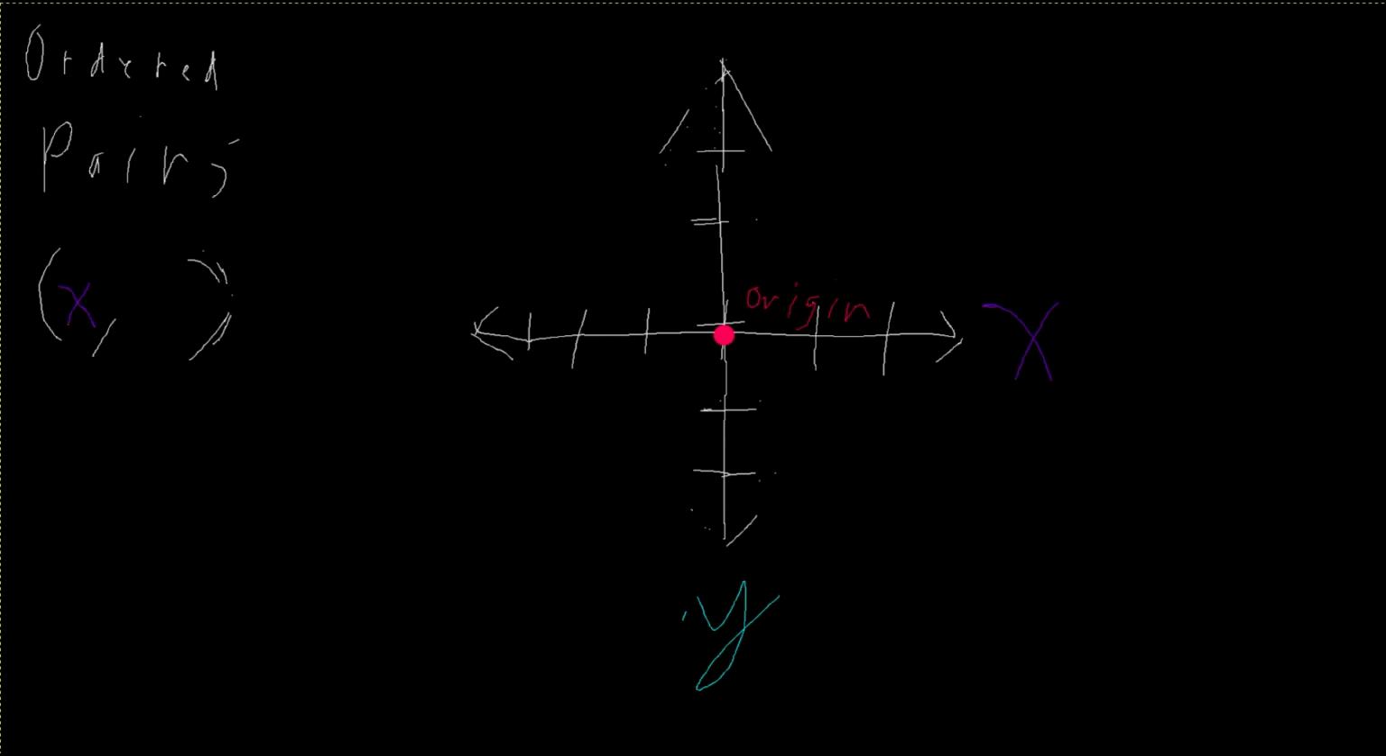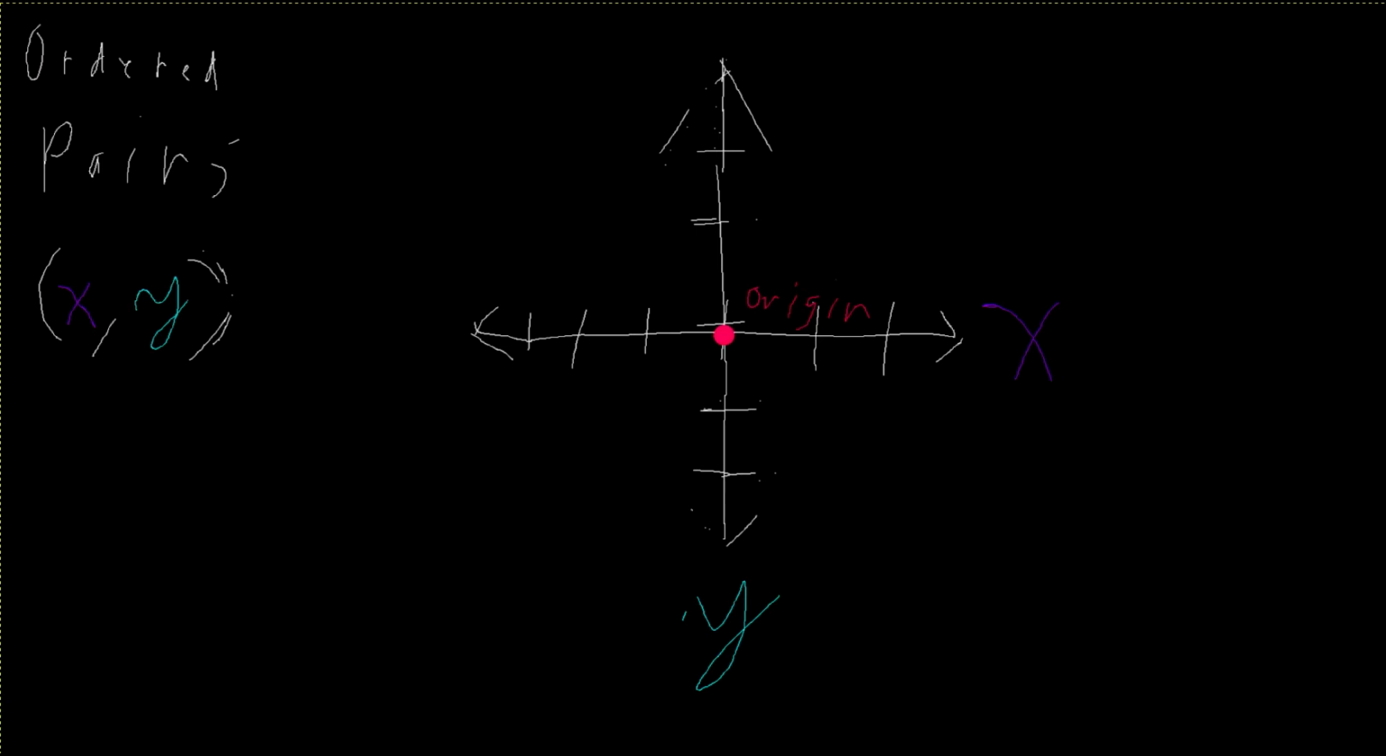So wherever your point lands on the horizontal axis, that comes first, and then the y coordinate second. So wherever your point lands on the vertical axis. So again, our ordered pairs are going to be x, y.